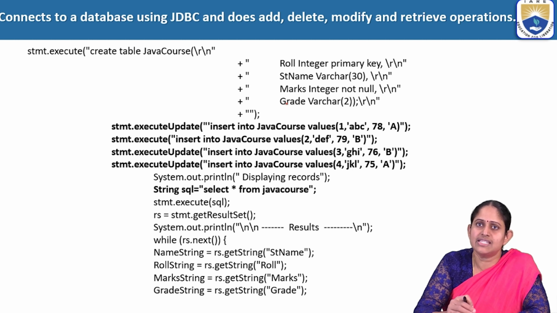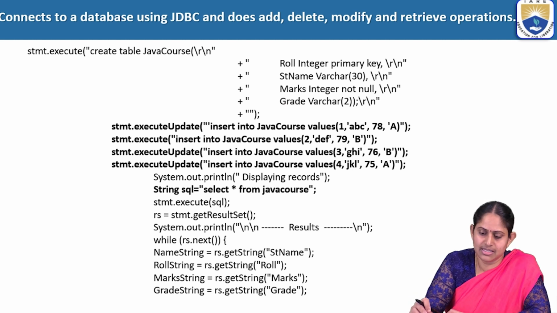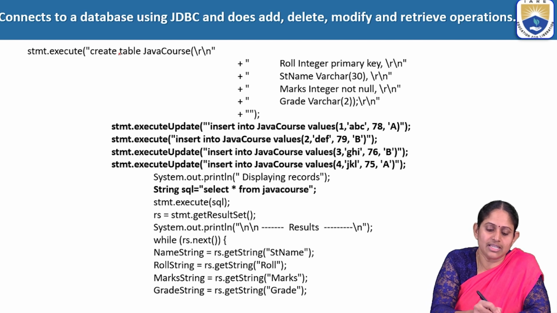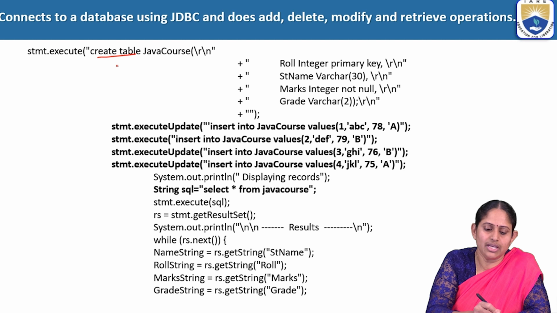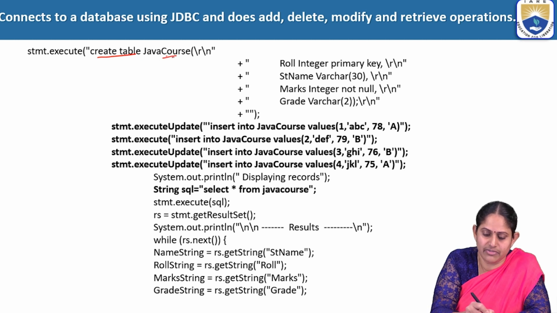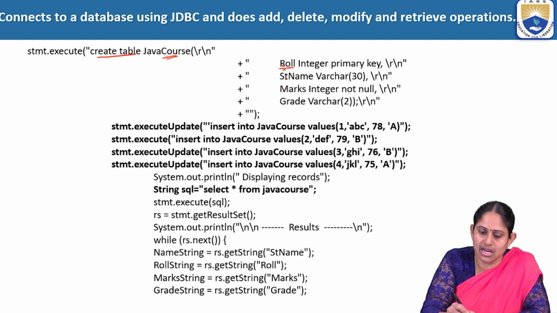Firstly, we have to create a table inside my database. The create table query is used to create a table inside the database. Here we are creating a table named Java course. We create a Java course table with 4 columns in it. The 4 columns are roll, student name, marks and grade.